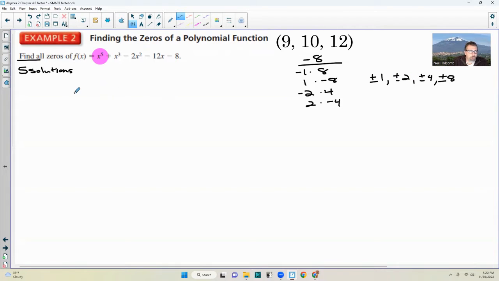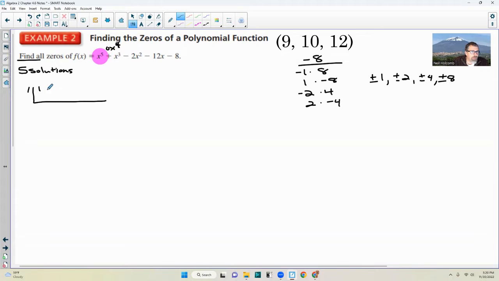So I'm just going to start with 1, and I'm going to do it as if I don't know the solutions. So I'm going to put a 1 here, and then I write my synthetic division. Now remember, there is no x to the 4th. So I think of that as 0x to the 4th. I can't forget that in my synthetic division lineup. 5, 4, 3, 2, 1, 0.